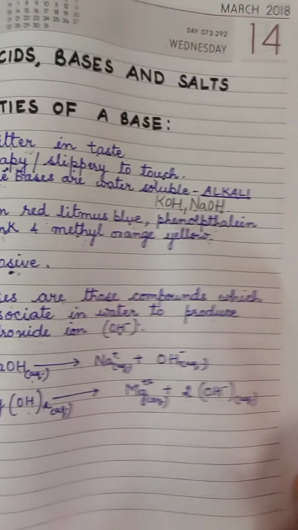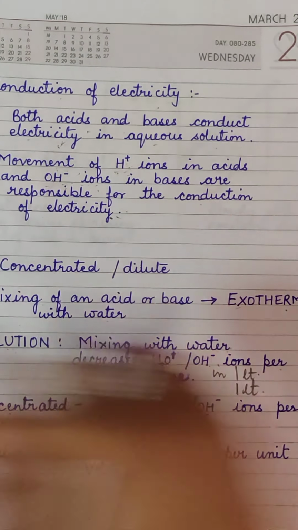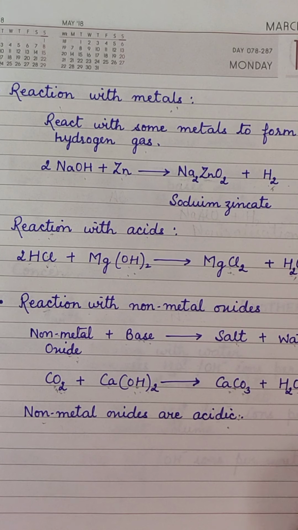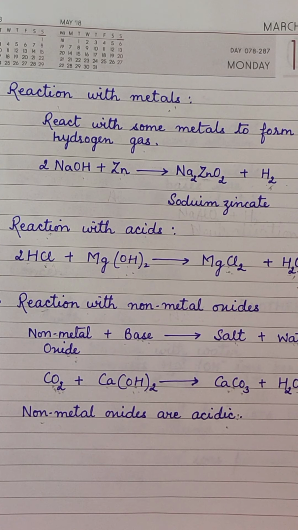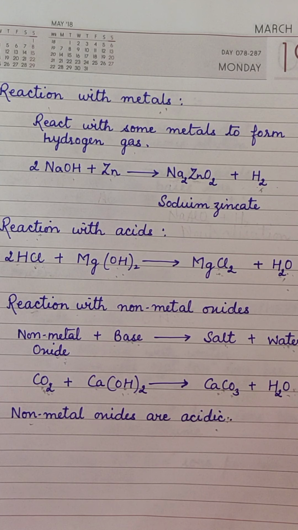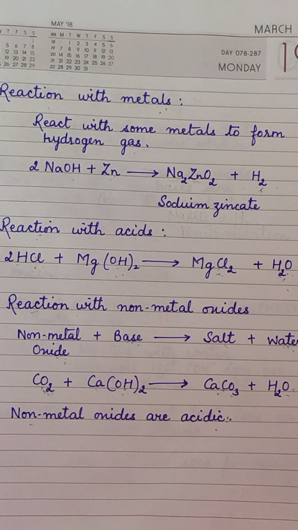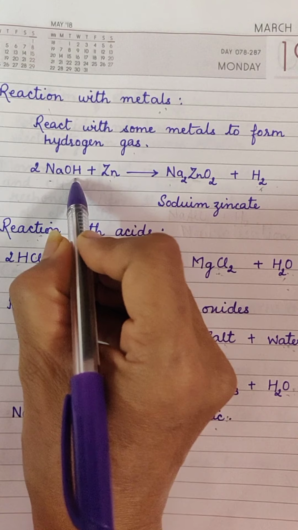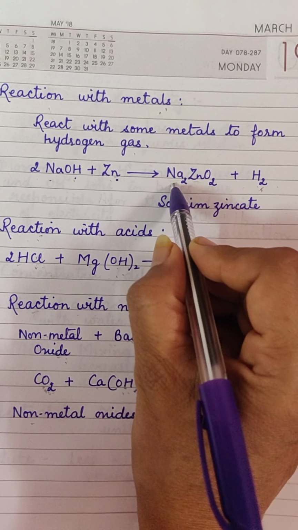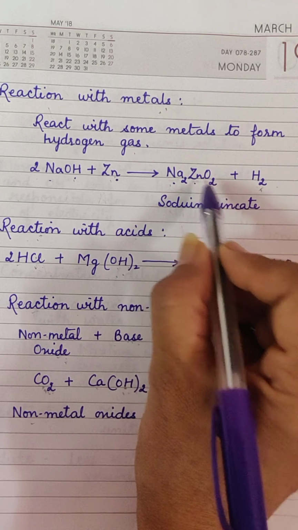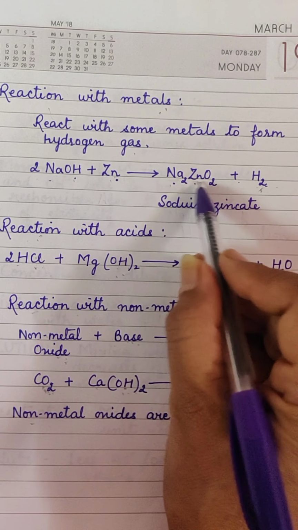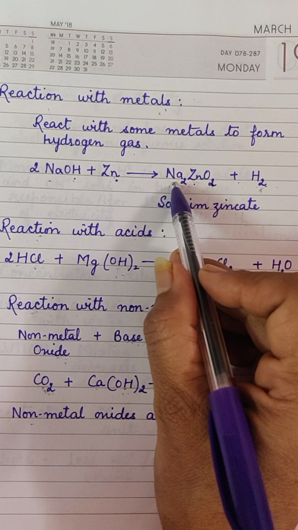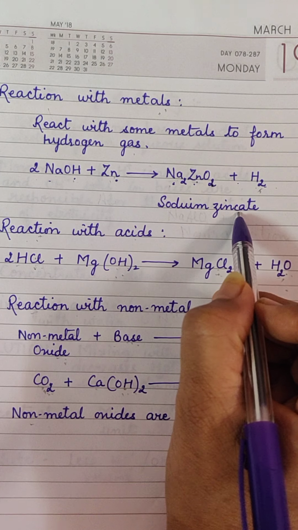Now, the chemical properties of bases. The first chemical property of base is the reaction of bases with metals, and bases react only with some very reactive metals to form hydrogen gas. They will not react with metals which are not reactive. So sodium hydroxide reacts with zinc to form sodium zincate, Na2ZnO2, plus hydrogen. This is a very special salt because it has two metal atoms, sodium and zinc. Sodium zincate is its name.